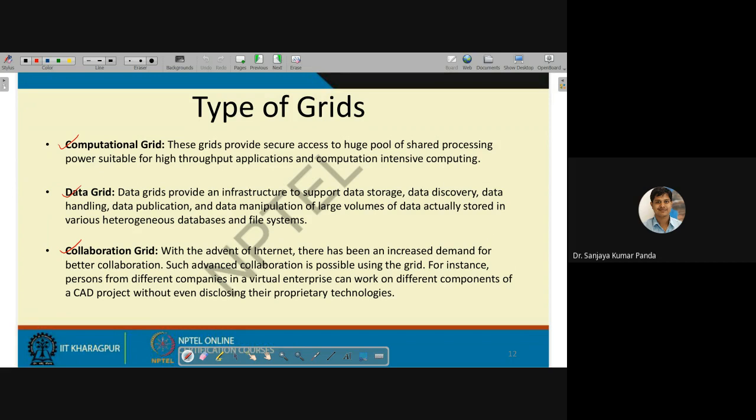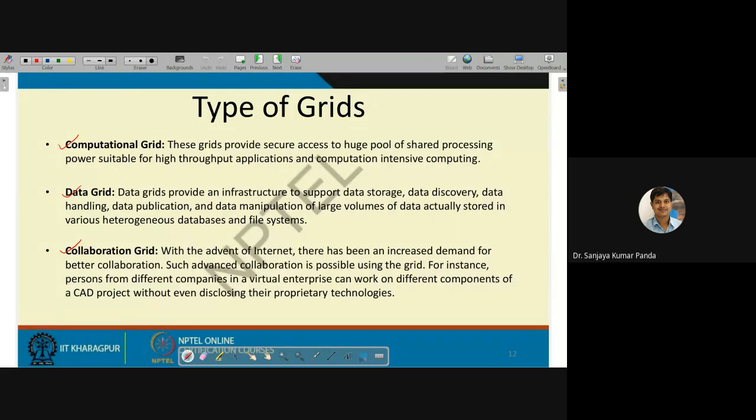In a similar context, computational grids provide secure access to a huge pool of shared processing power. Like we have a swimming pool, right? In real life, we use a swimming pool. A swimming pool contains plenty of water, right? Suppose you take a cup of water from a swimming pool, it is not going to affect that particular swimming pool's water. In a similar fashion, there is a huge pool of shared processing power, from which you are providing resources to different users.